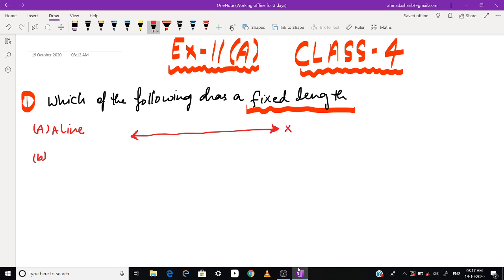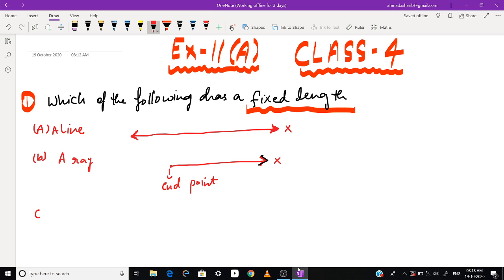Now let us understand option B, which is a ray. A ray is a line which has one arrow on one end and no arrow on the other end. So it has one end point. This is the end point. The ray does not go beyond this point, but it extends from this side, which is why we have made an arrow here. So a ray also does not have a fixed length, because it has an arrow on one of its sides.